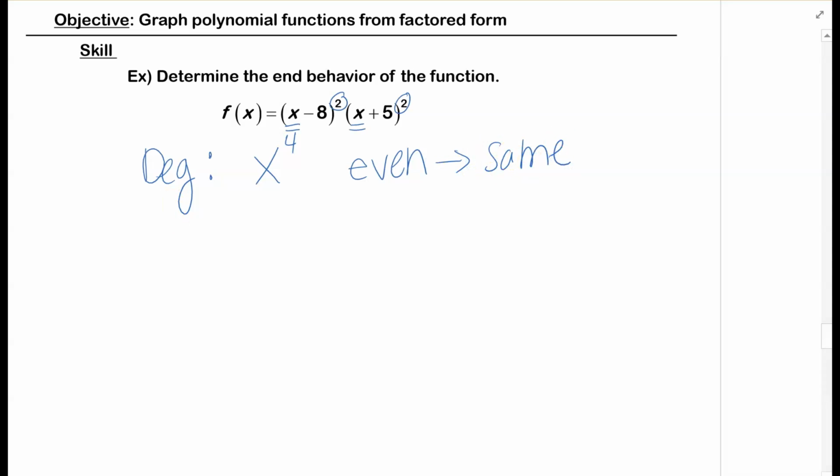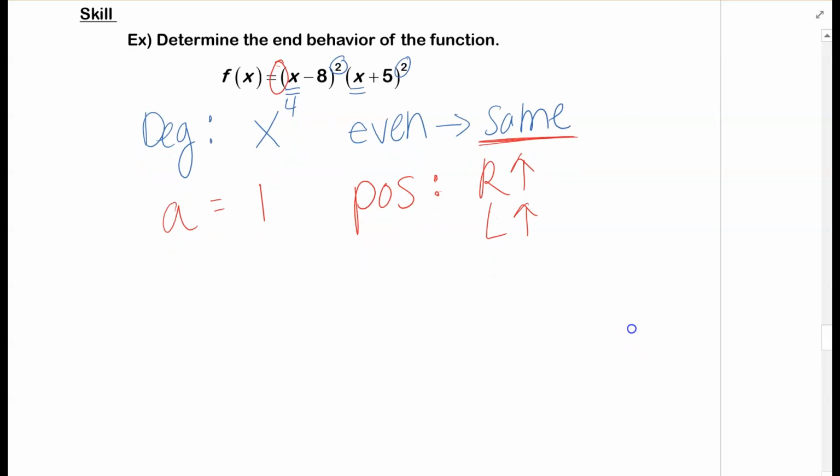And then my a value, I don't have any coefficient in the front, so this tells me a is just going to be +1. I don't have a negative, so this tells me this is positive. And positive, again, tells me which way the right side goes. So the right side, because it's positive, I'm going to go up. And because this is even, my left has to go the same direction as my right side, so they're both going to go upwards.